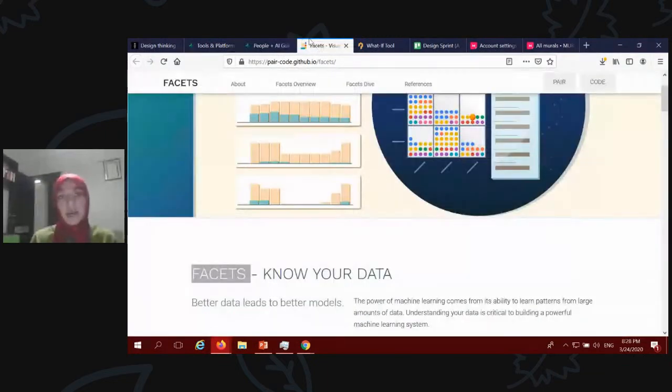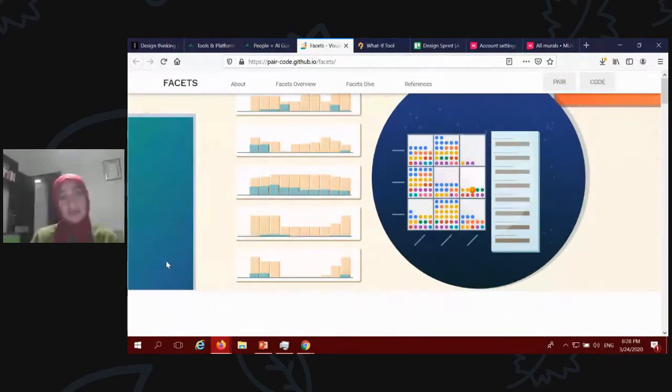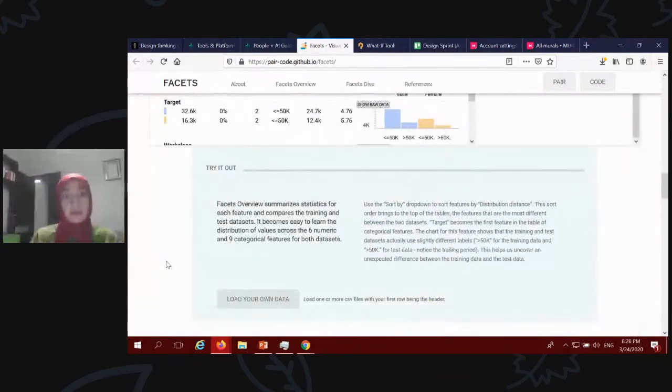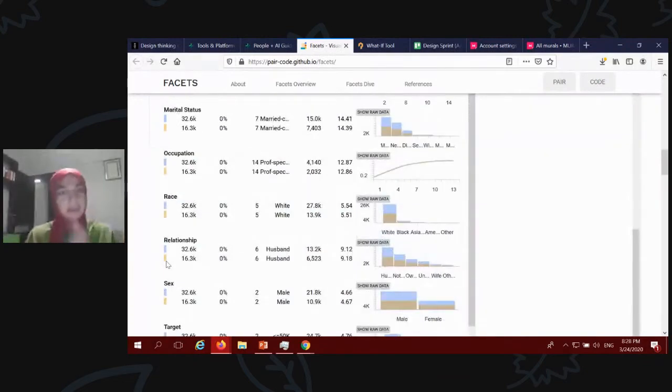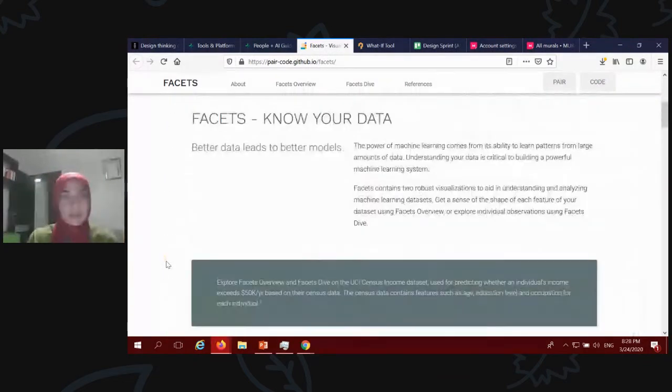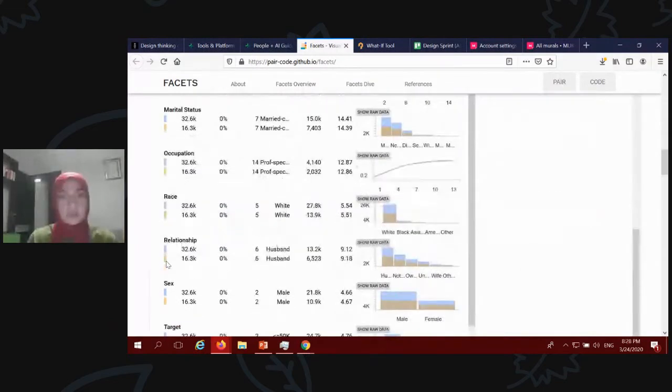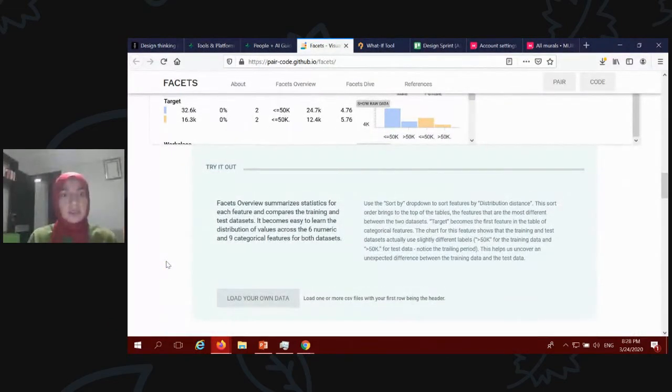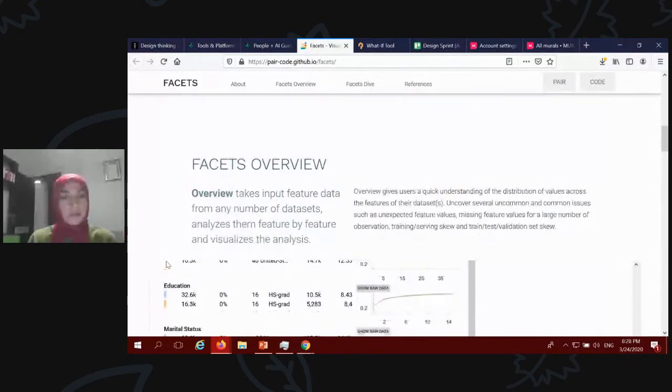Recently, they have done good things, to be honest. There is a tool called Facets, and with it you can test your model. You can upload your data set and actually start to visualize it. And this is what the customer might need.